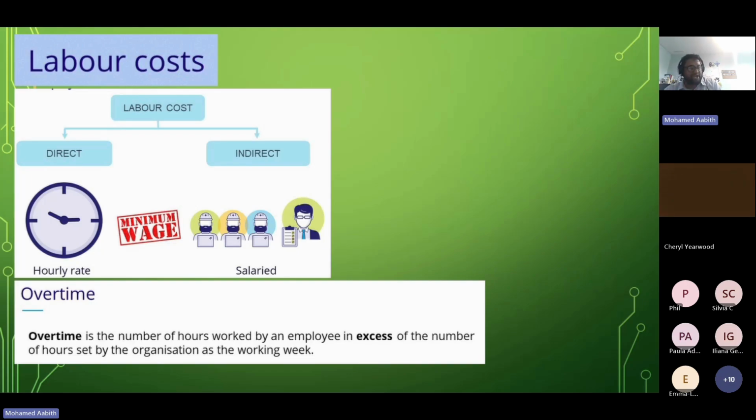We will see a question in a minute why that is important. Overtime is the number of hours worked by the employee in excess of the number of hours set by the organization as the working week.